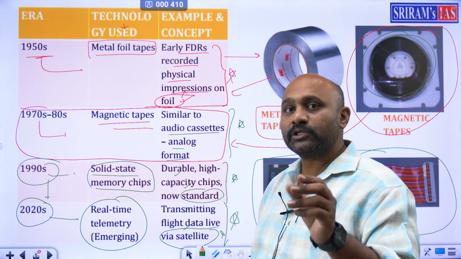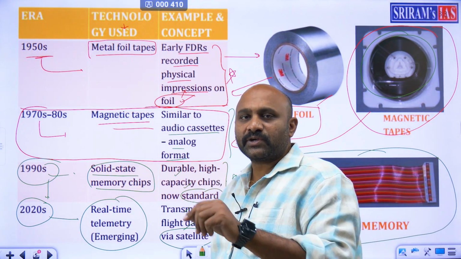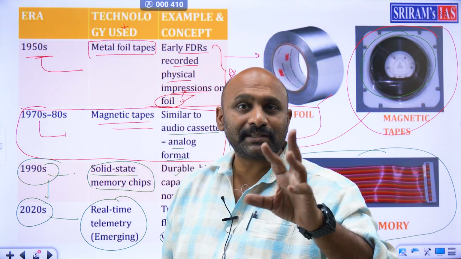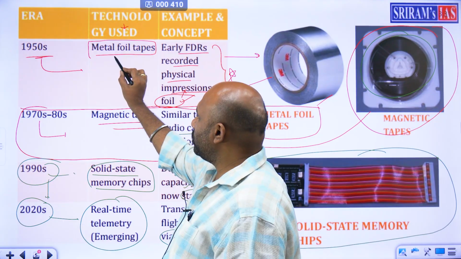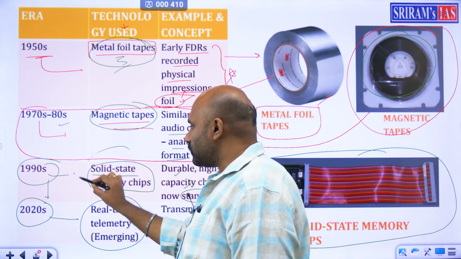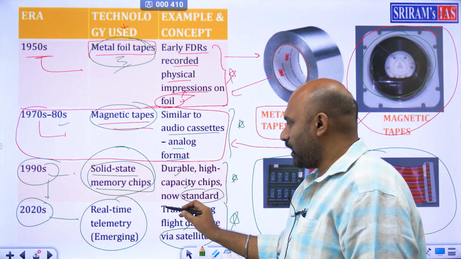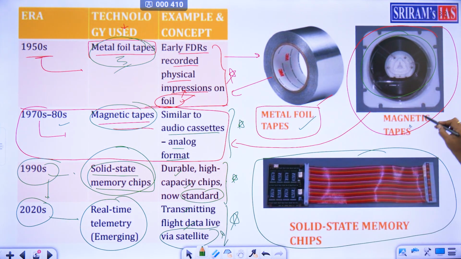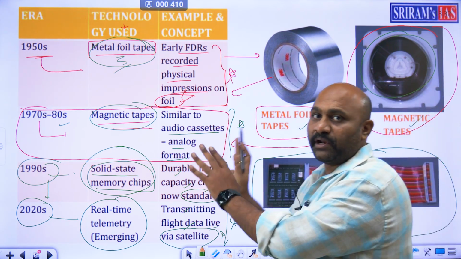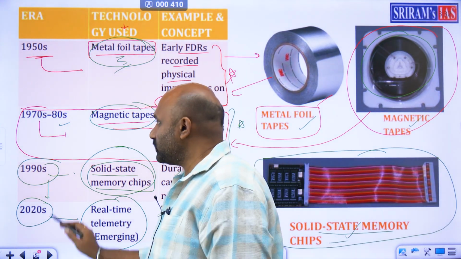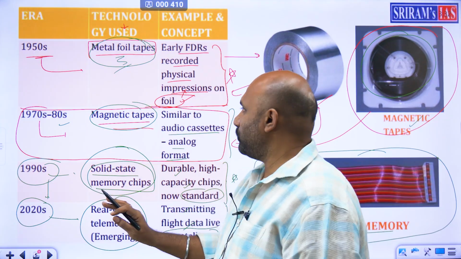So this is very important because in prelims, what they do is ask historical questions. Now everyone reads current affairs, therefore they forget historical. So there's a heavy chance of asking historical questions. So in the 50s they used metal foil, in the 70s they used magnetic tapes, in the 1990s solid state memory chips, and in the 2020s telemetry via satellite. So metal foil tapes look like this, magnetic tapes this is how they look, and solid state memory chips will look like this. So this is the primary information which you must know before getting into the details of the current technology. So these are all very, very important. So very important for prelims.